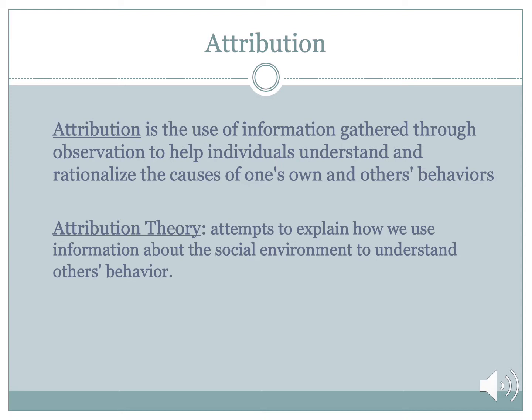Attribution. A large component of social perception is attribution. Attribution is the use of information gathered through observation to help individuals understand and rationalize the causes of one's own and others' behavior. People make attributions to understand the world around them in order to seek reasons for an individual's particular behavior. When people make attributions, they are also able to make judgments as to what was the cause or causes of a certain behavior.